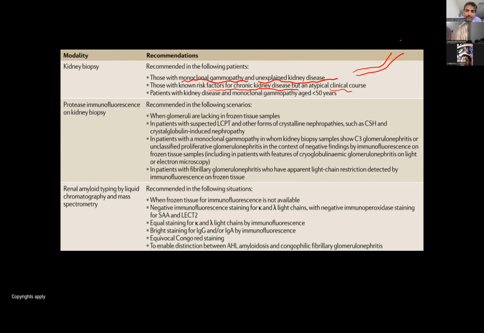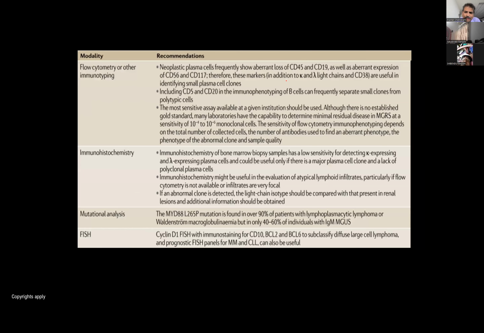And any young person less than 50 years who has kidney disease and monoclonal gammopathy, even if the kidney disease can be explained by the monoclonal gammopathy, even to look at cast nephropathy, a kidney biopsy should be done, right? I'm not going into the other things.